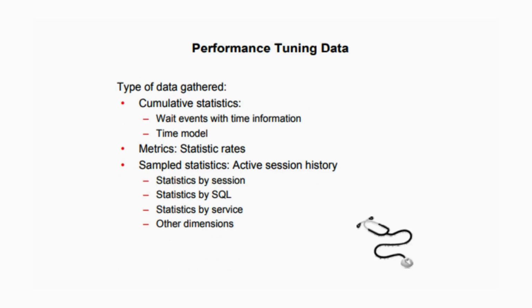The Oracle database server software captures information about its own operation. Three major types of data are collected: cumulative statistics, metrics, and sampled statistics.